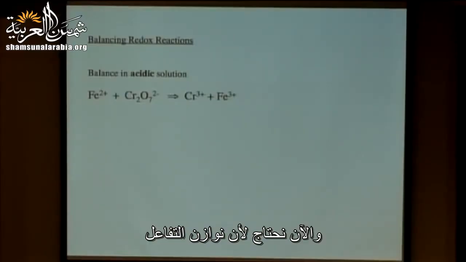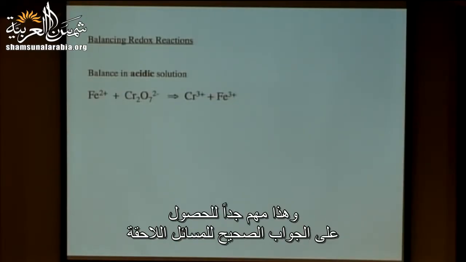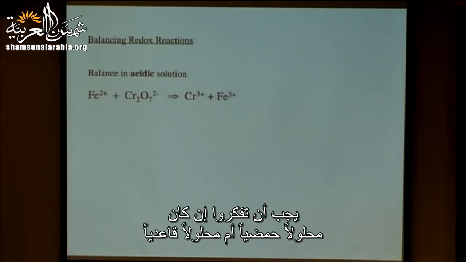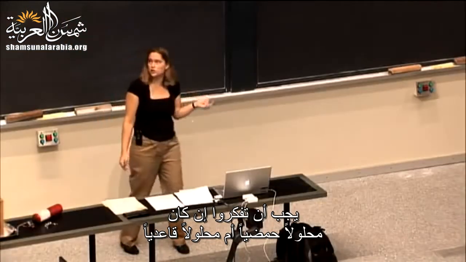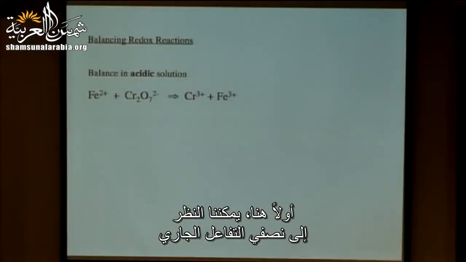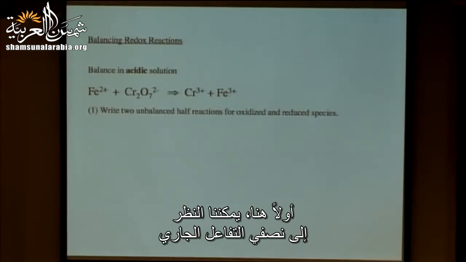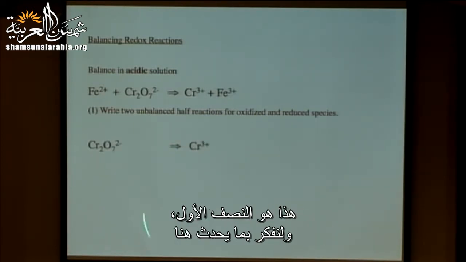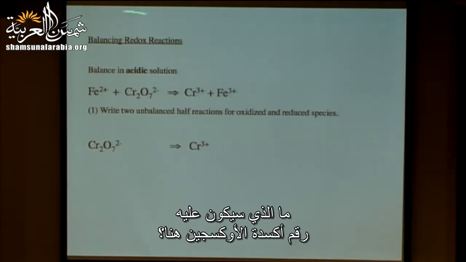So now we need to balance reactions. And this is very important in getting the correct answer to the later problems. And so we'll go through an example of how you're going to balance. You need to think about whether it's an acidic solution or basic solution, and we'll talk about that at the end. So first here, we can look at the two half reactions going on. We have iron, we have chromium, and so we're going to look at those separately. So here is the first one, and let's think about what's happening over here. So what would our oxidation number of the oxygen be here?